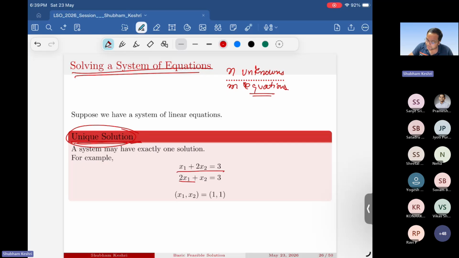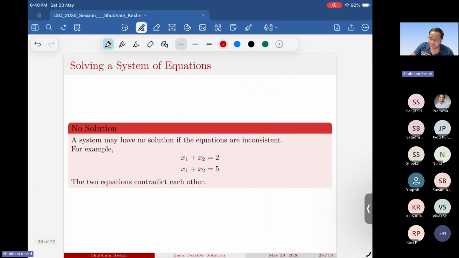In this example, you have two lines, and when you draw them, you will see that they intersect at a point. The solution of this system will be the intersection point of these two lines, which is here (1, 1), and you have a unique solution. So this is the case when your system of equations has a unique solution. Your system of equations may also have no solution.